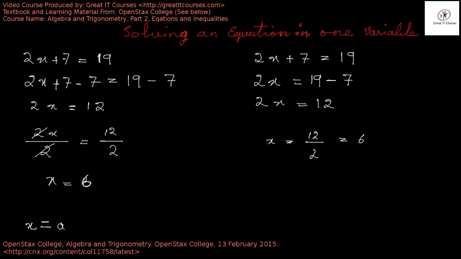So let's do another example here. This is 14-1. The other example is, try number 1: solve the linear equation in one variable, 2x plus 1 is equal to minus 9.